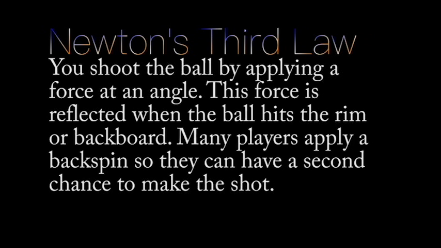Let's move on to the last aspect, shooting. When you're shooting the basketball, you apply a force to propel the ball towards the basket. The ball is met with an opposite and equal force when it hits the rim or the backboard. For this reason, many players apply a backspin so it can change the trajectory of the ball when they miss. It gives them a second chance.